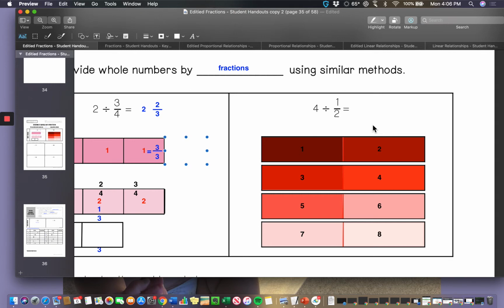If you had $4, how many sets of 50 cents would you have? Well, you'd have 8 sets of 50 cents. So your answer for this one is going to be 8, because there are 8 halves in the whole number 4.